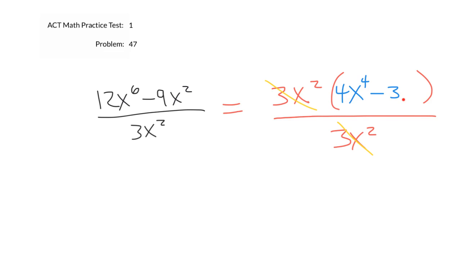Now, I do not have to write that 1 because 1 times -3 is just -3, so we're going to leave it alone. And it looks like this just turns into 4x to the 4th minus 3. And that is answer choice E, it looks like. And that is correct, E.